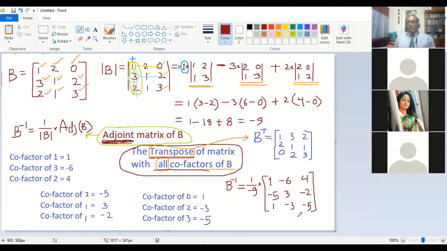Okay. So in the same way, you have to do the 4 by 4 matrix also. That will be the B calculation. Okay.